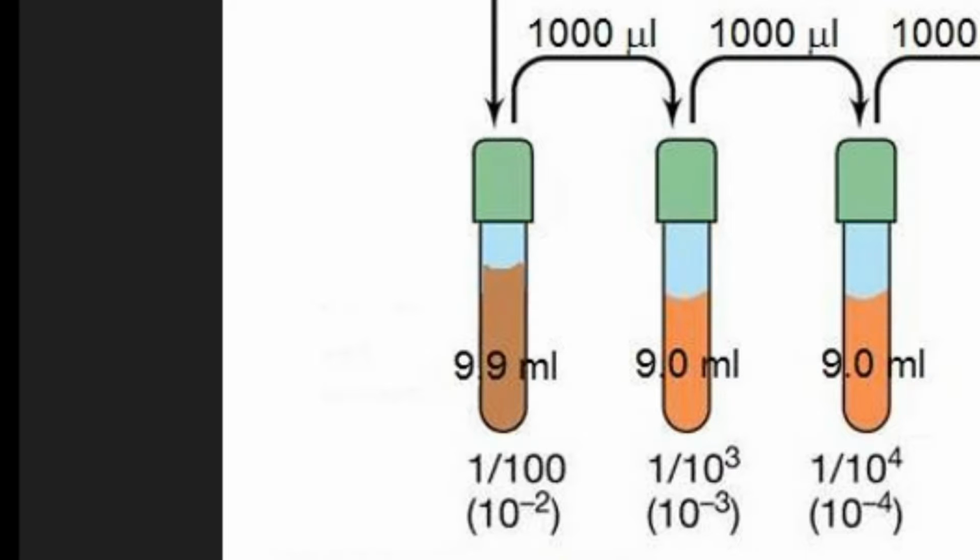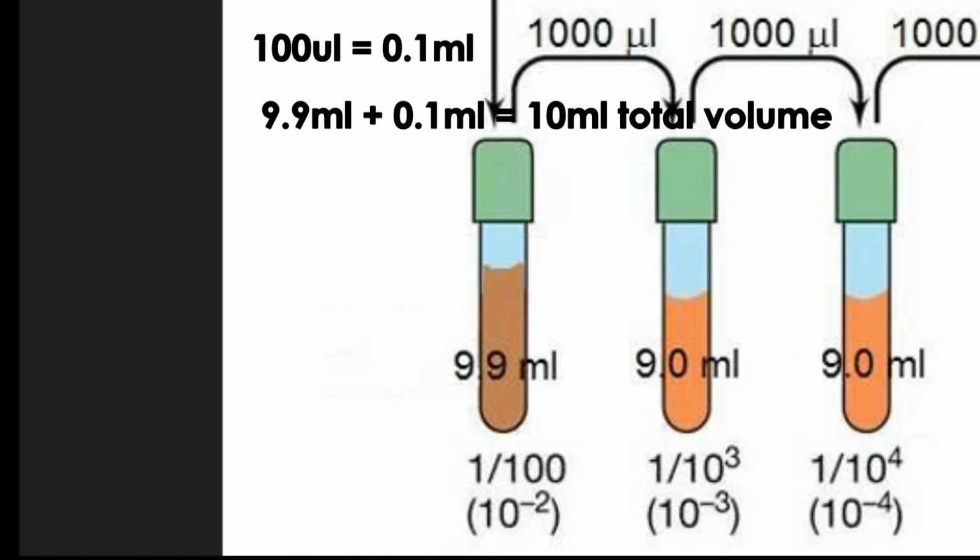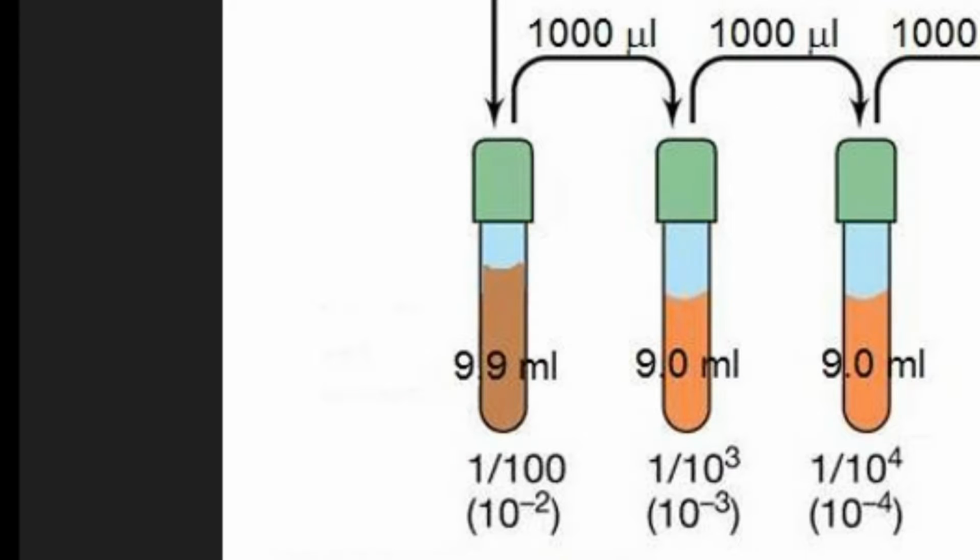Now, in order to understand this math, you want to remember that 100 microliters is equivalent to 0.1 milliliters. So when I take 9.9 milliliters and I add to that 0.1 milliliters, my total volume is 10 milliliters. So I have a dilution of 0.1 mL to 10 mL, which is the equivalent of 1 to 100 in relationship to what you have in your actual sample. So what's in that test tube is 1/100th of what's in the sample.